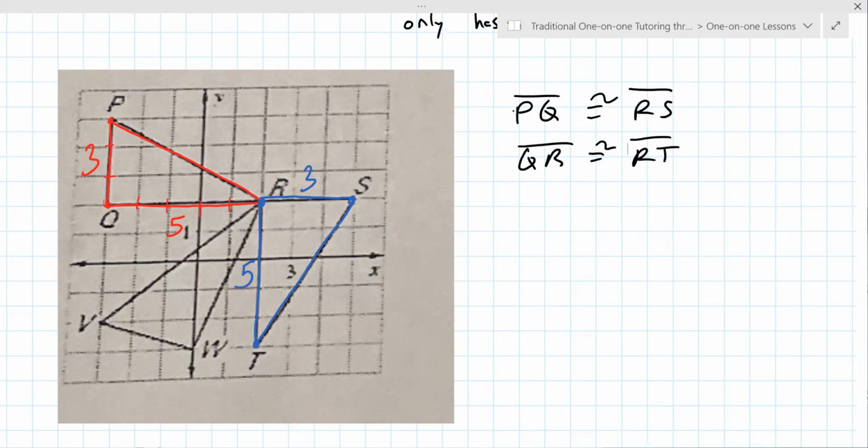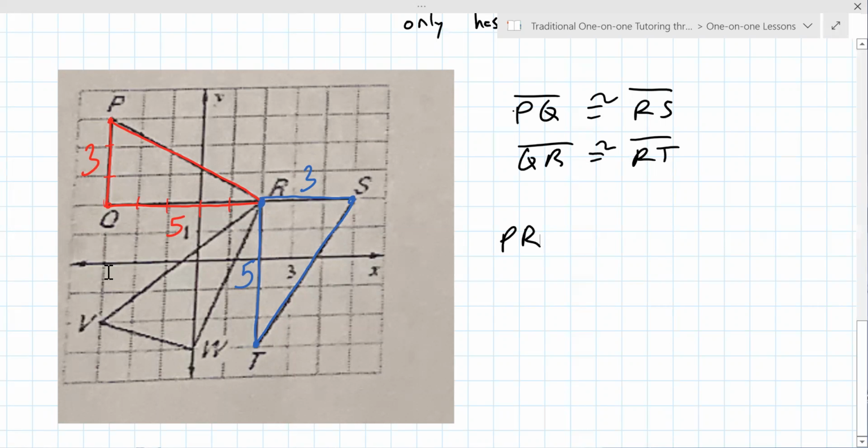Okay, let's move forward. The problem is we need 3 sides congruent. So we need to find the distance from P to R. We can't count, so we have to use the distance formula. We covered this over the summer.